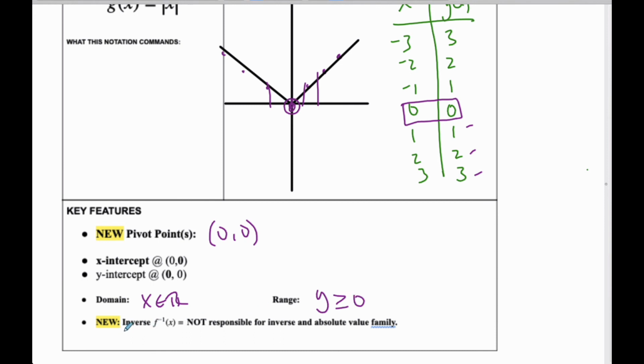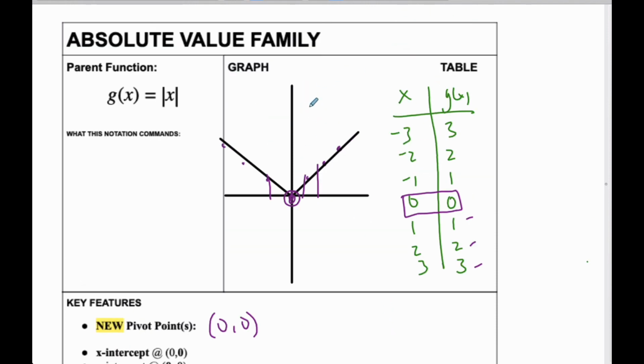Now, there is an inverse that exists, but you are not responsible for this in this particular course. You do not need to know about the inverse of the absolute value function. So there is your quick introduction to the absolute value function and its family.